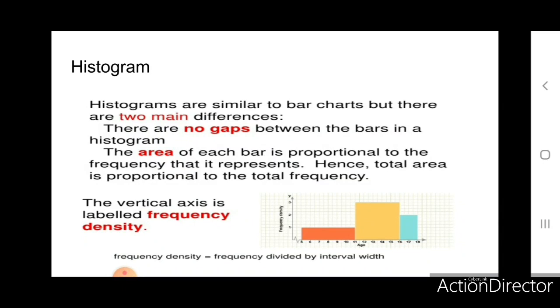So once again, histograms are similar to bar charts, but there are two main differences. There are no gaps between the bars in a histogram. The area of each bar is proportional to the frequency that it represents. Hence, total area is proportional to the total frequency.